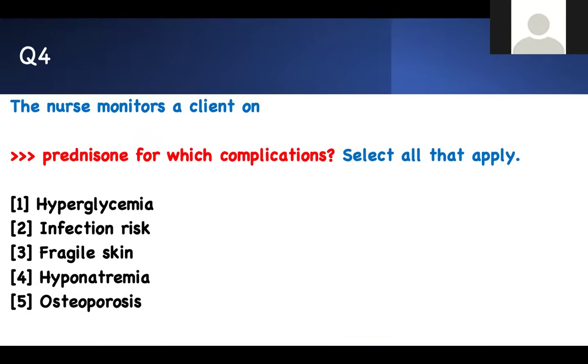Next one. A nurse monitors a client on prednisone for which complication? Select all that apply. Think about it. What does prednisone do? It's one of those medications. If you don't even want to analyze it, think about a Cushing patient. How should a Cushing patient look? Change this question into a Cushing patient. A Cushing patient has too much steroid, and therefore their blood pressure is going to be high. If your blood pressure is high, you have hypertension and hypernatremia. If your sodium is high, your potassium is going to go down.